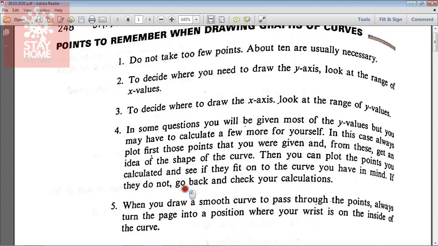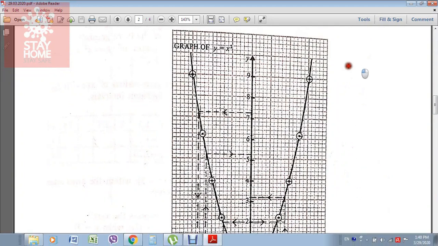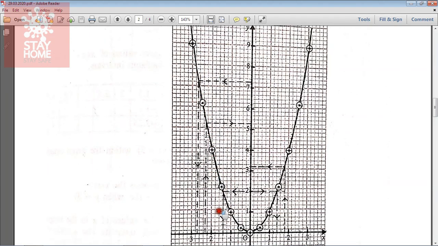Point number 5, when you draw a smooth curve to pass through the points, always turn the page into the position where your wrist is on the inside of the curve. Very technical point this: when you join these points, it should be in a smooth way. It is not like you go here and then come here. It should be a smooth line, and you will draw this without a ruler. When you join these points, draw the line without a ruler, but it should be smooth. It should not be like this. It should be smooth.